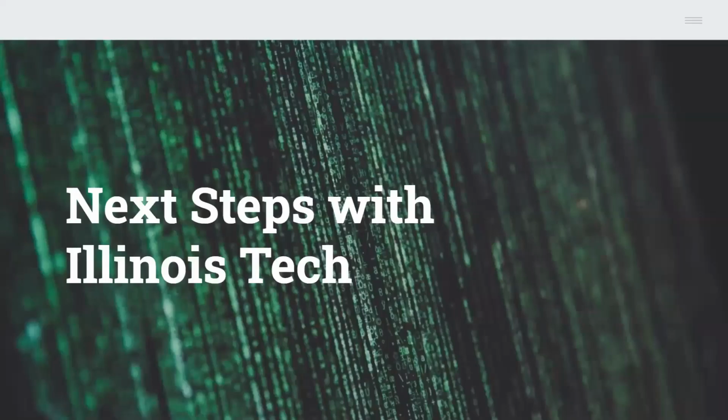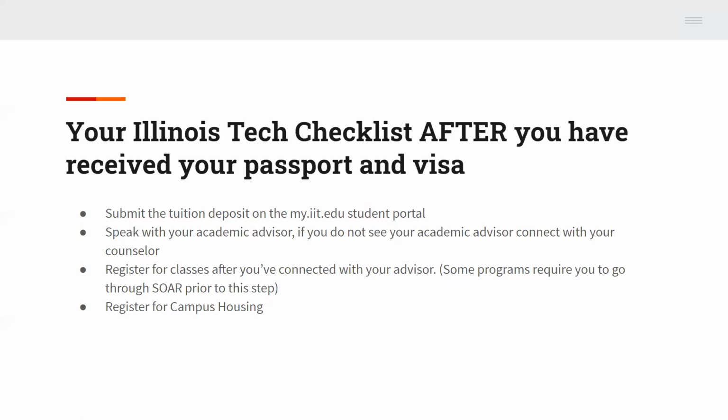Now, here are your next steps with Illinois Tech. At this point, you have your I-20, you've gotten your student visa, you were successful in getting your passport back, and it has an F1 student visa to come study at Illinois Institute of Technology for the next 4 years. So with that being said, here are some things that you want to do after you have received your passport and visa.